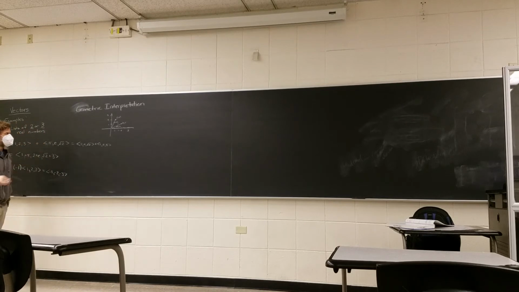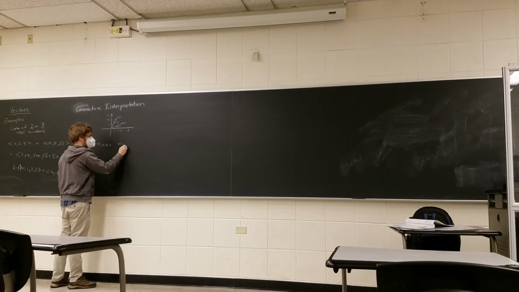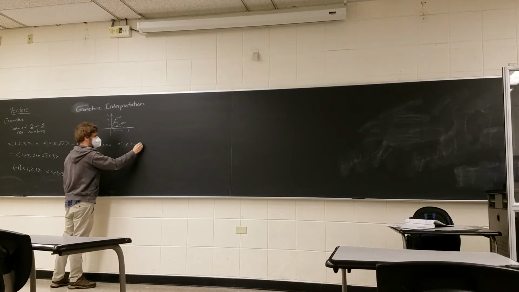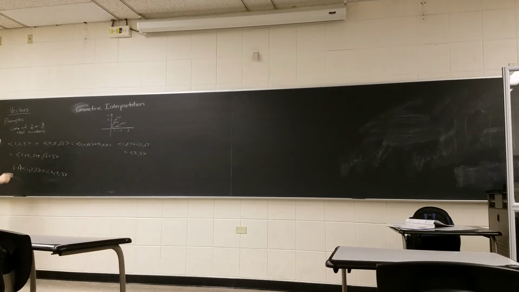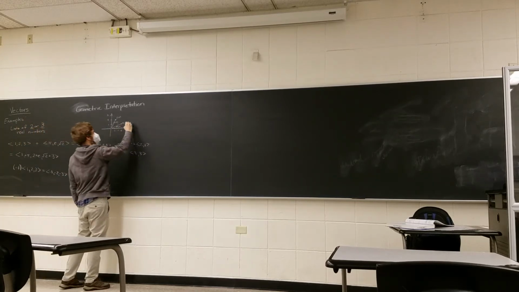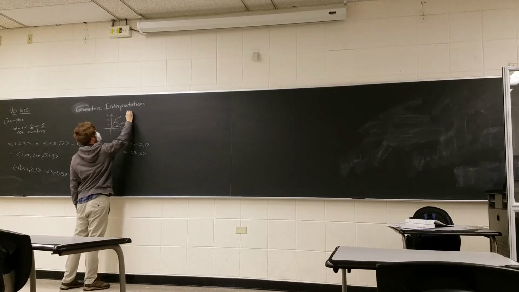So, the addition of these two vectors symbolically or algebraically is this, and component-wise we get 3 and 3. And geometrically we had an interpretation, well the vector should be this one, 3, 3.